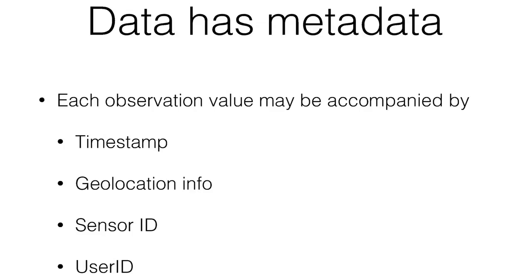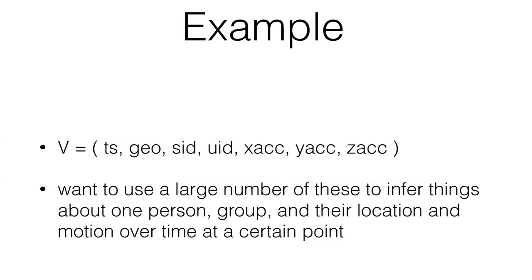And the important thing is to know where the data comes from, when it was recorded. And so finally, this is basically what you're going to be dealing with. You're going to be dealing with a vector or a tuple of a timestamp, a location, a user ID, and then a bunch of data. And then you want to take a ton of this and try to make inferences from the source.